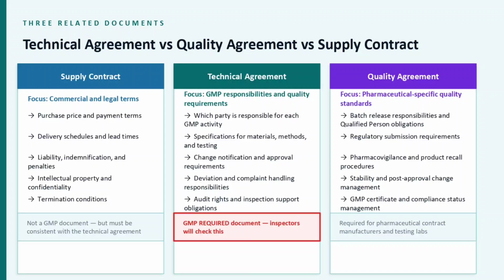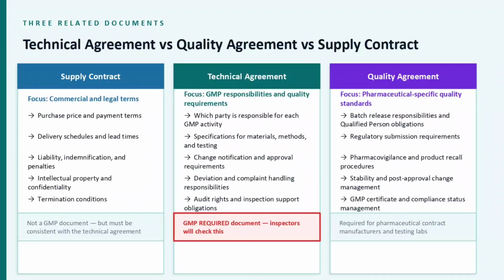The second is the technical agreement. This is a GMP document. It defines the quality responsibilities. Which party is responsible for each GMP activity? What the specifications are for materials and methods. How changes are notified and approved. How deviations and complaints are handled. And what audit rights the contract giver holds. This is what regulators check. It is owned by QA.